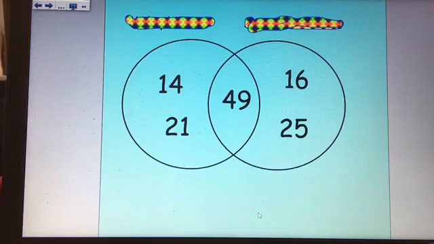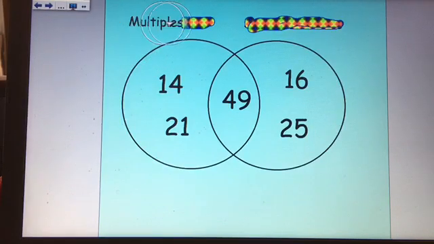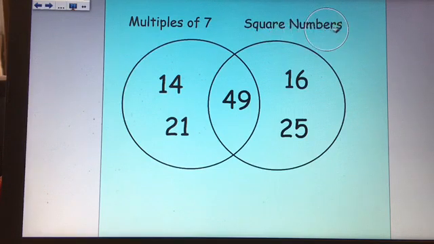Okay, so I'm going to reveal now that the category on the left is the 7 times table, or the multiples of 7, and on the right is square numbers. So well done if you crack that.